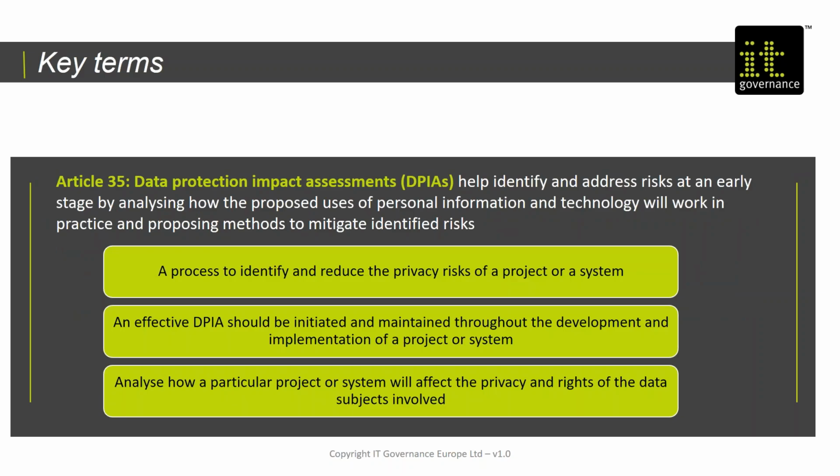A data protection impact assessment is described in Article 35 of the GDPR, and the benefit is to help an organisation identify, at an early stage in creating a process or introducing a new technology or new product, how to address risks to the rights and freedoms of natural persons. So a DPIA is a process to identify and reduce privacy risks. It should be initiated and maintained throughout the development and implementation of a new project or system.